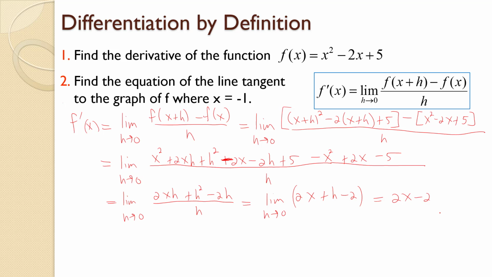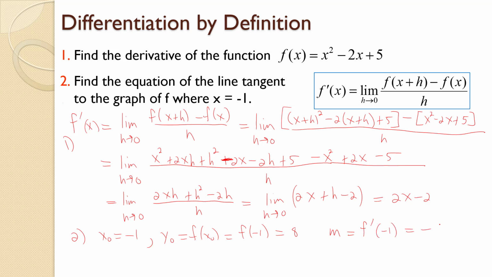That then gives me the slope of that graph at any single x value along that graph. So in particular, if I want the equation of the line tangent to the graph where x is -1. So to find that, I know that the x value is -1. The y-coordinate of the point of tangency is just f at that x value. That is f at -1. And that would be 1 plus 2 plus 5. That is 8. The slope would then be the derivative evaluated at that x value.